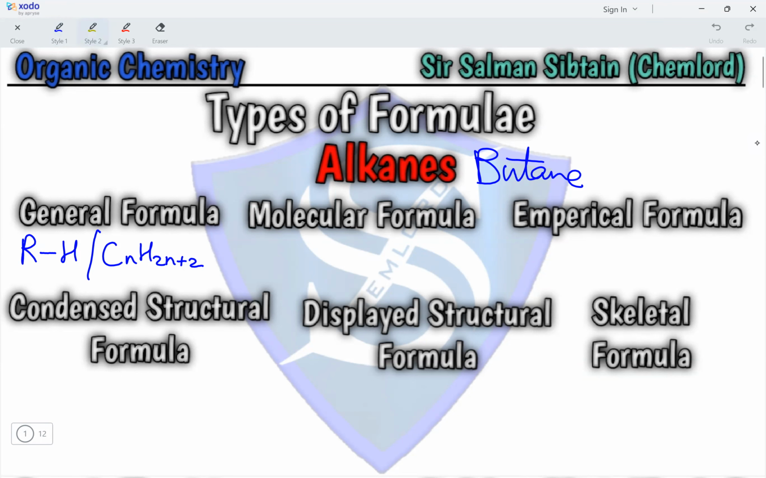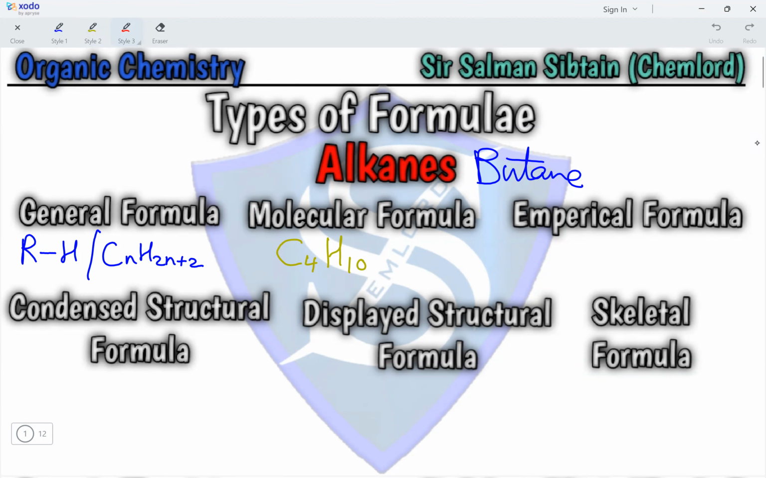Next, we will look at the molecular formula of butane. Butane contains four carbon atoms. So C4, and H would be 2 times 4, which is 8, plus 2 is 10. C4H10. So that is the molecular formula of butane.